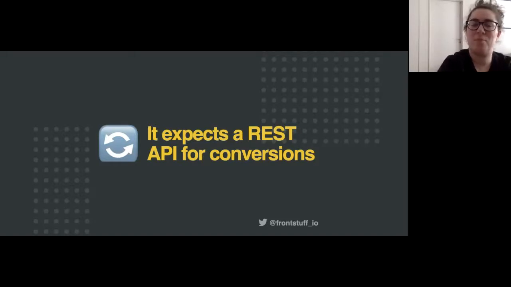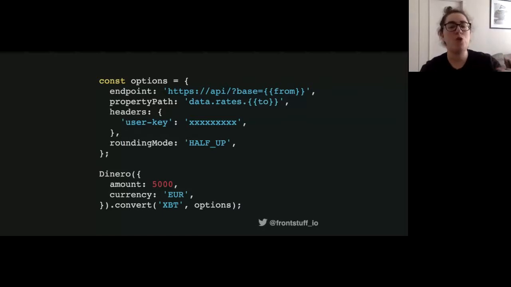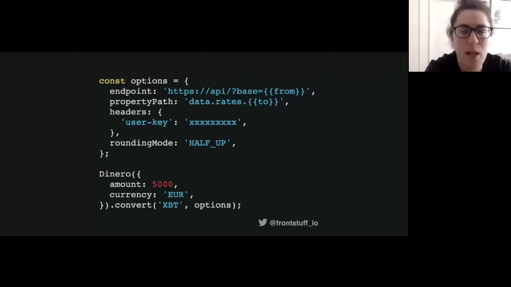What does that look like? So here's what a conversion with all the options looks like. You can move most of it into global configuration, but the problem remains the same. The library is doing way too much and it's making way too many assumptions. So here, to give you an idea, you have a Dinero object in euros and you want to convert it to XBT, I think it's Bitcoin, and you pass options. In the options, you have an endpoint, you have a property path to find the rates in the response. You can pass headers, you can pass a rounding mode. So you see that it's extremely coupled to an idea of an API with an endpoint that you query and a response in JSON.